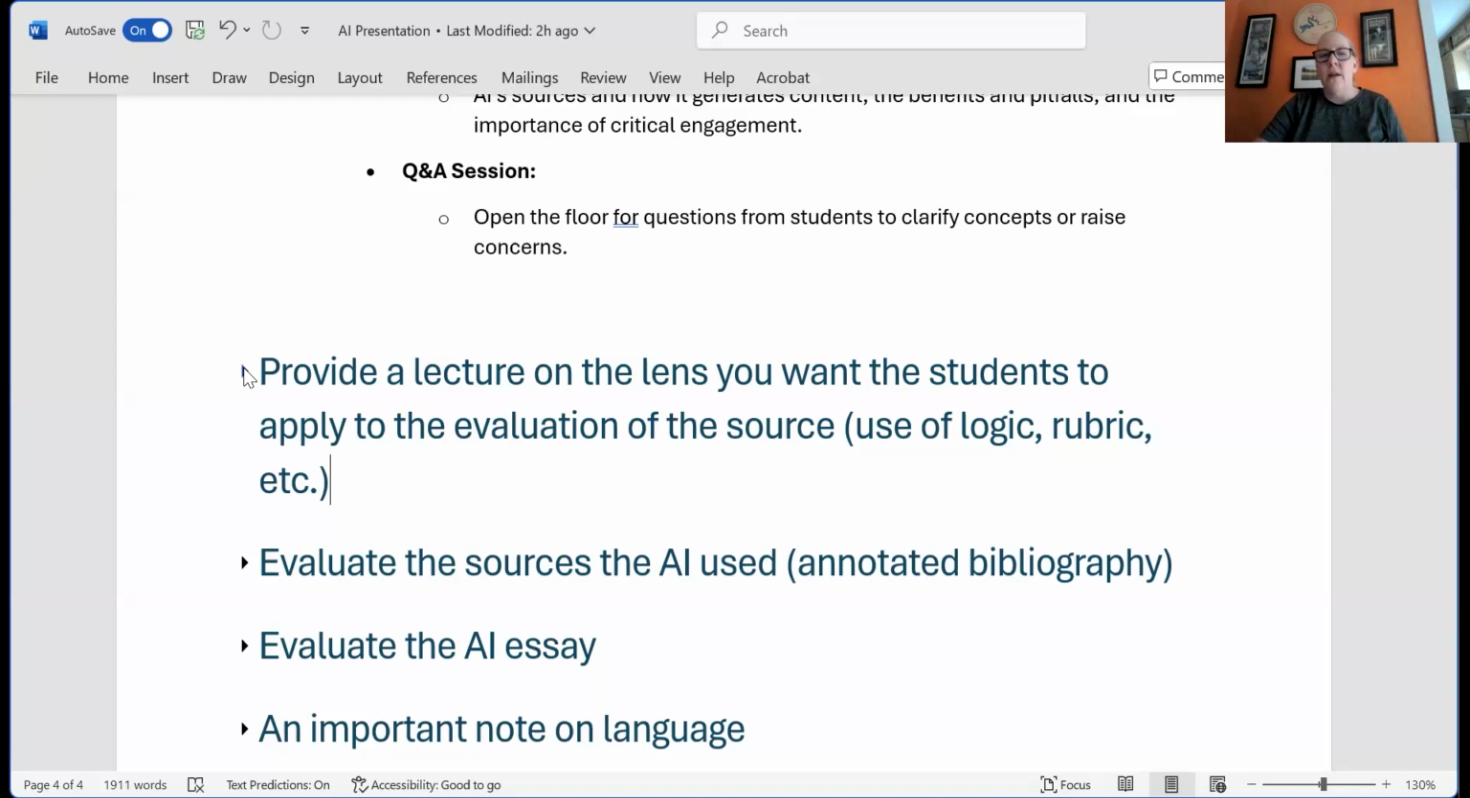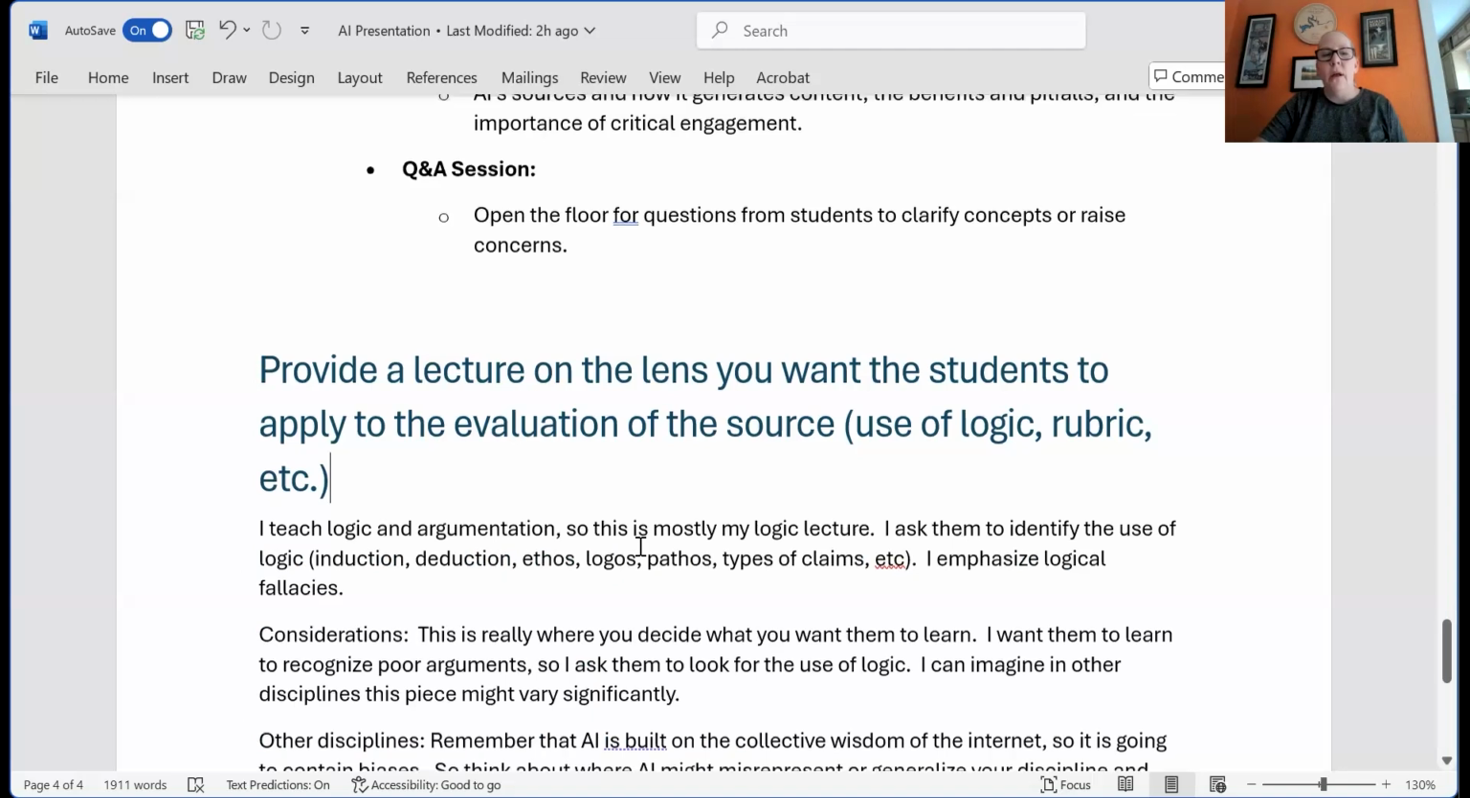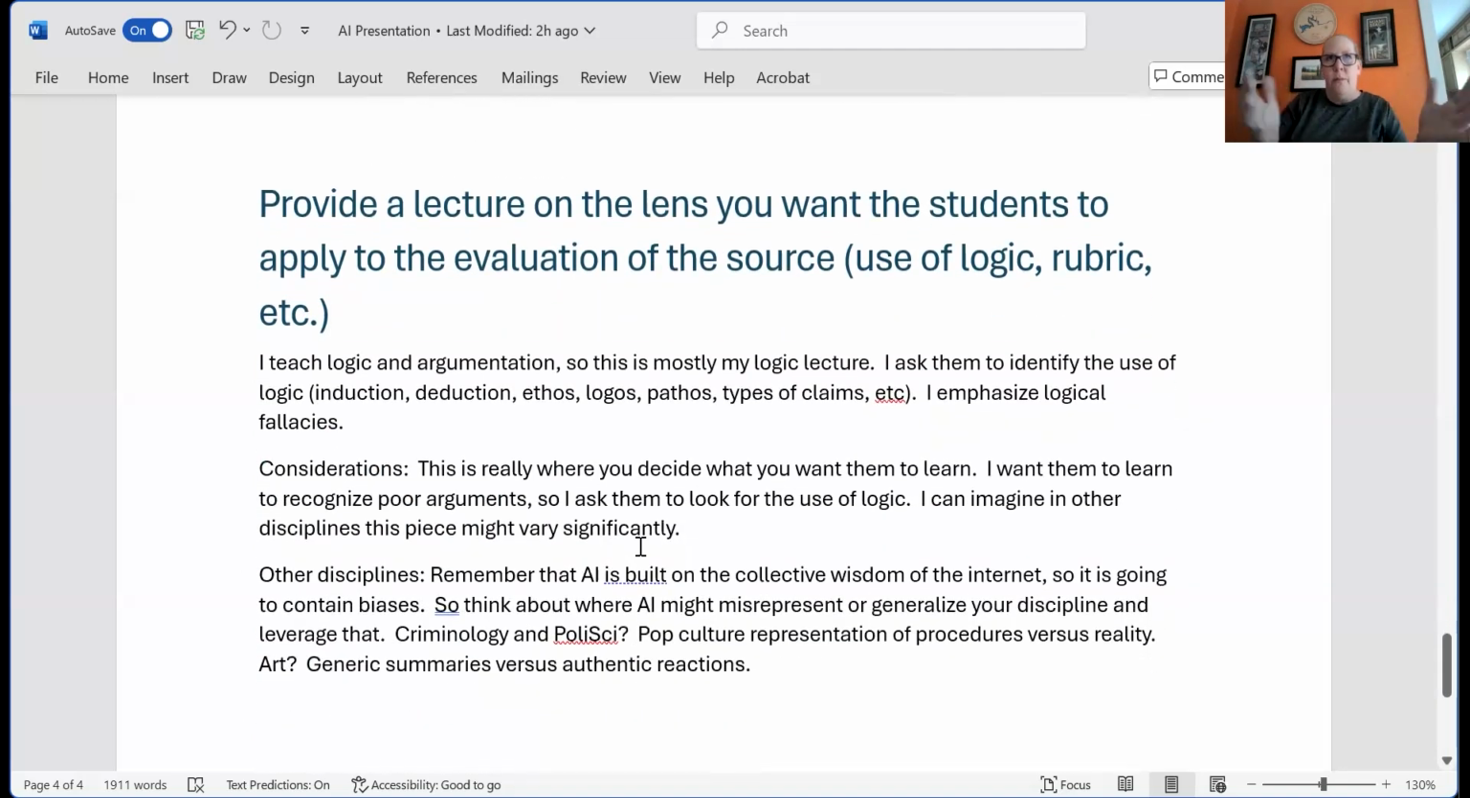Other things you might do is a rubric. And so this is the point, this lecture is what you want them to learn. The takeaway, aside from the takeaway about AI and information literacy, this is where you interject your course content into the writing thing. For me, this is where I insert a discussion of logic, of deductive versus inductive reasoning, a discussion of ethos, logos, pathos, types of claims. I put an emphasis on logical fallacies because they always enjoy that and they can find a few in the essay. That's my course content that I'm working into this assignment.